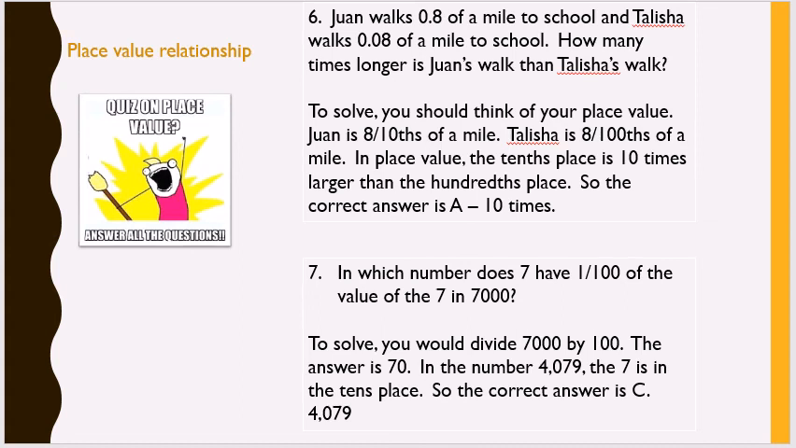Number 7. In which number does 7 have 1/100th of the value of the 7 in 7,000? To solve, you would divide 7,000 by 100, and the answer would be 70. In the number 4,079, the 7 is in the tens place, which would equal 70 in place value. So the correct answer is C, 4,079. So move on in the video to the next problems.